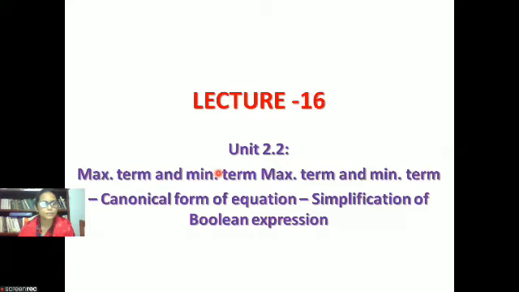After all this, as Boolean algebra is a method for minimizing, we are coming to the second method of minimizing, that is how to represent the Boolean expressions in SOP and POS forms, that is max terms and min terms. So let us start lecture number 16.